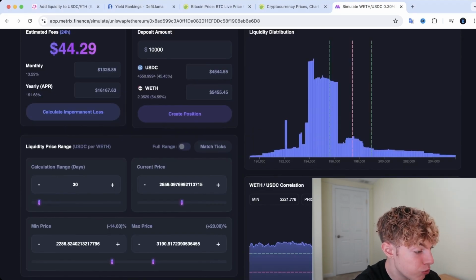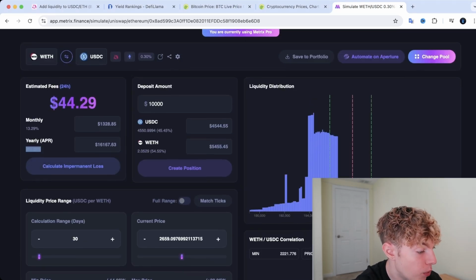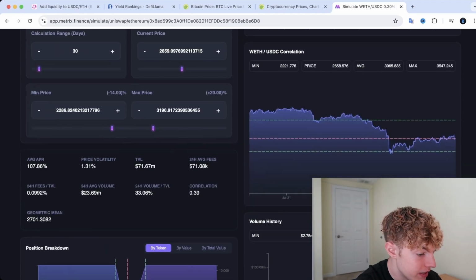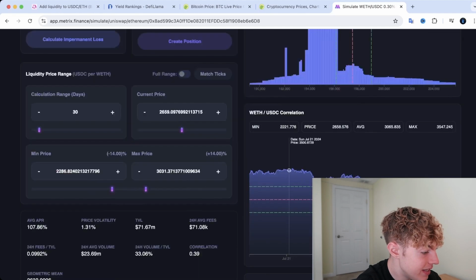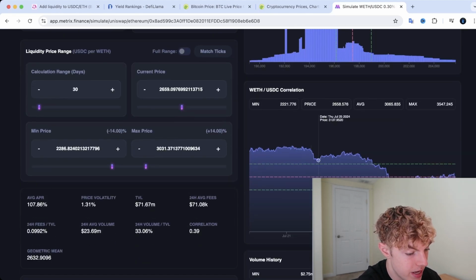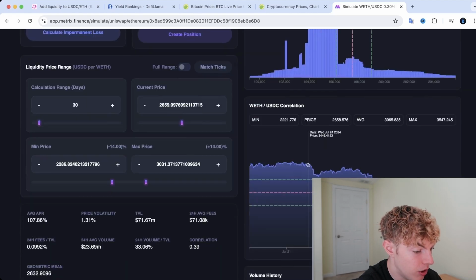So as you can see with these parameters, it's set to do 161.68% APR. And if I'm going to turn down the max price or make it tighter like this, we can see that the yearly APR goes up to 190%. And I'm pretty comfortable with having them set right here since I did say I am bullish on Ethereum.